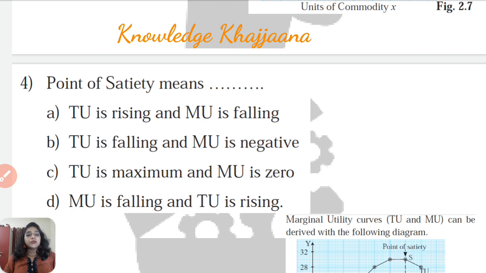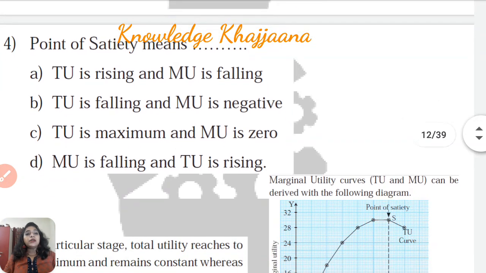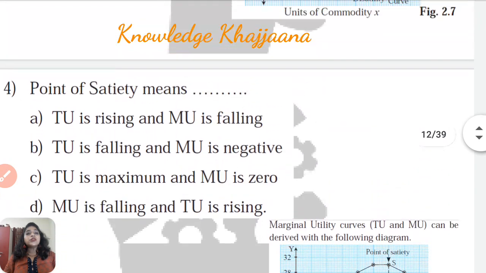Now, question number 4. Point of satiety means satisfaction, 100% satisfaction. When the point of satiety is achieved, the options are: when total utility is rising and marginal utility is falling, or when total utility is falling and marginal utility is negative, or when total utility is maximum and marginal utility is 0, or when marginal utility is falling and total utility is rising. When we learn the marginal utility curve, what is the question?